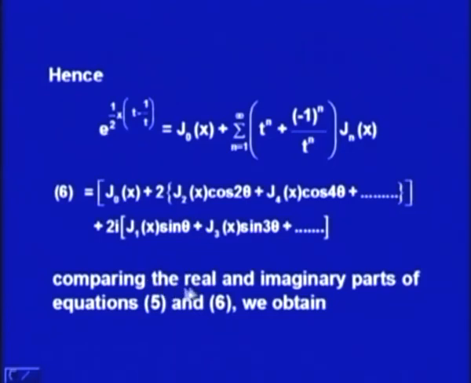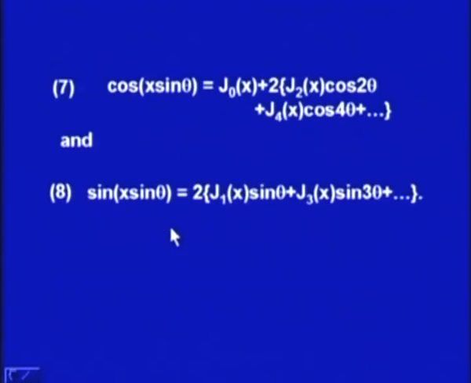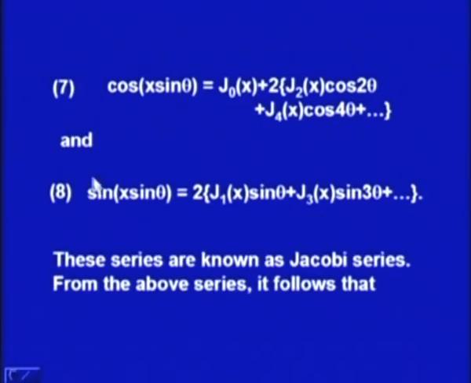Now, let us compare the real and imaginary parts of equations 5 and 6. In equation 5, we have seen that e to the power half x (t minus 1 by t) is cos(x sin theta) plus i sin(x sin theta). So, cos(x sin theta) plus i sin(x sin theta) is equal to this. When we equate real and imaginary parts on the two sides, we get cos(x sin theta) equal to J naught x plus 2 times J 2 x cos 2 theta plus J 4 x cos 4 theta and so on, and sin(x sin theta) equal to 2 times J 1 x sin theta plus J 3 x sin 3 theta and so on.